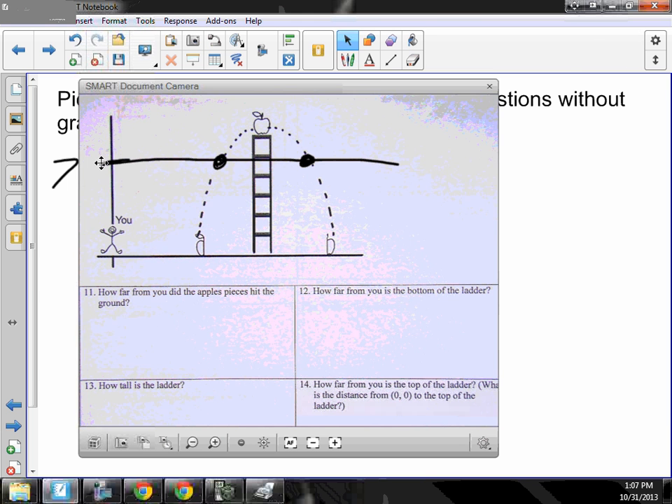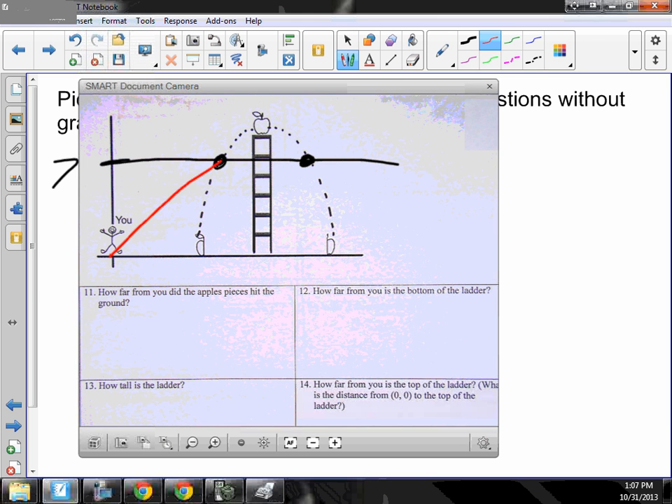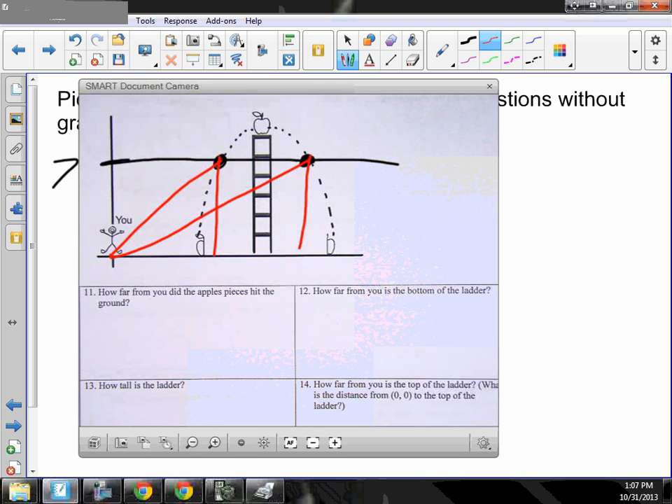So I want to know how far is it from here to here and from here to here. Well, do I know the height? Do I know those distances? What are they? They're both 7. Do I know the length along the ground? No. How would I find those?